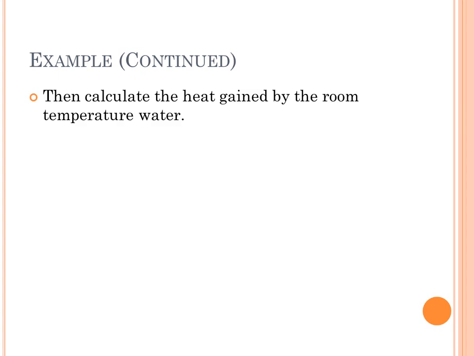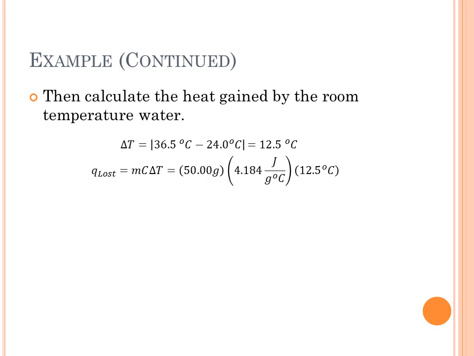Then we're going to do the same thing, except we're going to calculate the heat gained by the room temperature water. Same deal, 36.5 minus 24.0 degrees Celsius, or 12.5 degrees Celsius. So we can see the temperature changed a lot more for the hot water versus the cool water. Calculating that with the same mc delta T, 50.00 grams times 4.184 joules per gram degree Celsius times 12.5 degrees Celsius. So the cold water only gained 2620 joules.